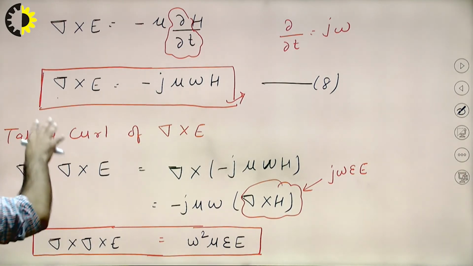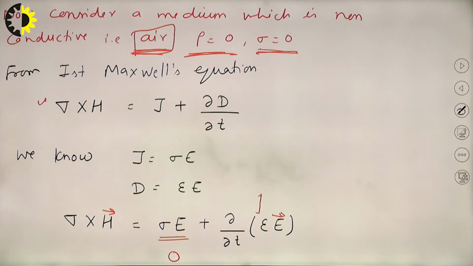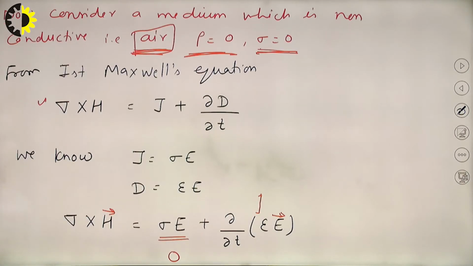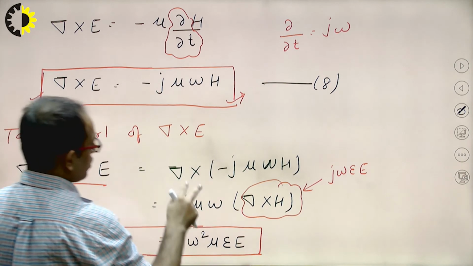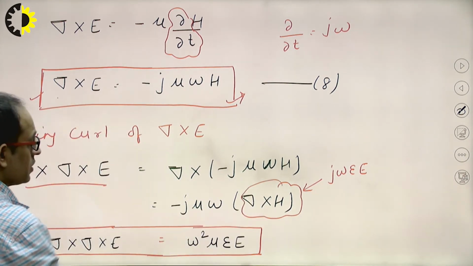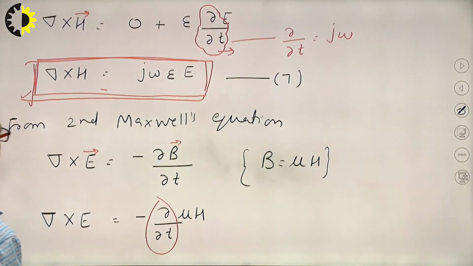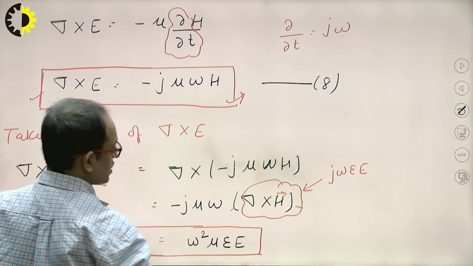Now we have to find the solution for the wave equation. Taking the curl of equation number 8, you will see that this will be equal to del cross of minus j omega mu H. Minus j omega mu comes out, and that is del cross H. Put the value of del cross H from equation number 7.